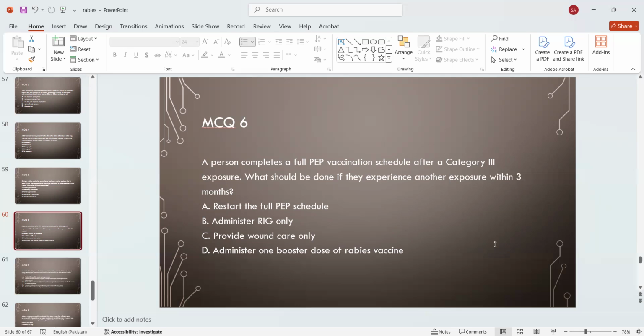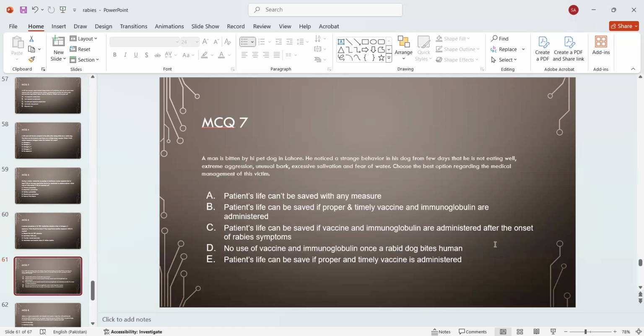The answer is C. Provide wound care only. MCQ number 7. A man is bitten by his pet dog in Lahore. He noticed a strange behavior in his dog from few days: he is not eating well, extreme aggression, unusual bark, excessive salivation, and fear of water. Choose the best option regarding the medical management of this victim.